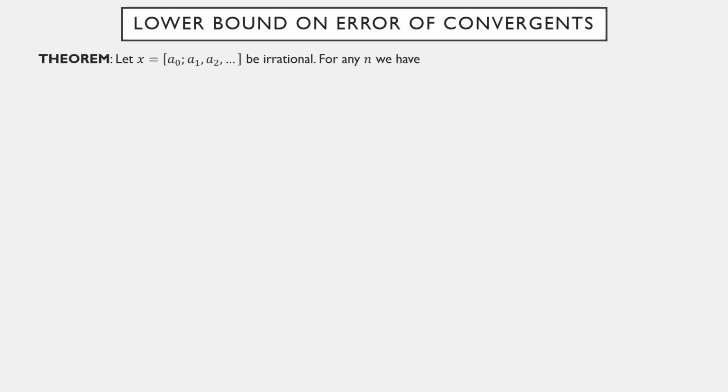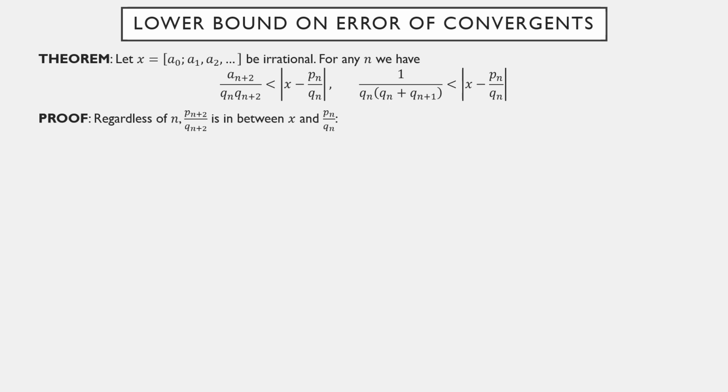Okay, so suppose we have an infinite continued fraction expansion of an irrational number. For any n, we have the following inequalities. The distance from x to the convergent Pn over Qn is bigger than each of these things: a(n+2) over Q(n+2), but it's also bigger than 1 over Qn times the quantity Q(n+1). So let's look at the first one.